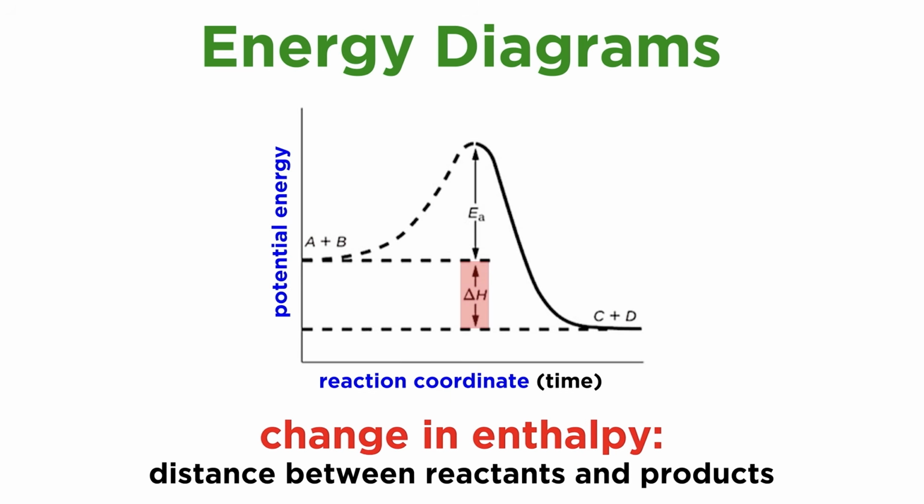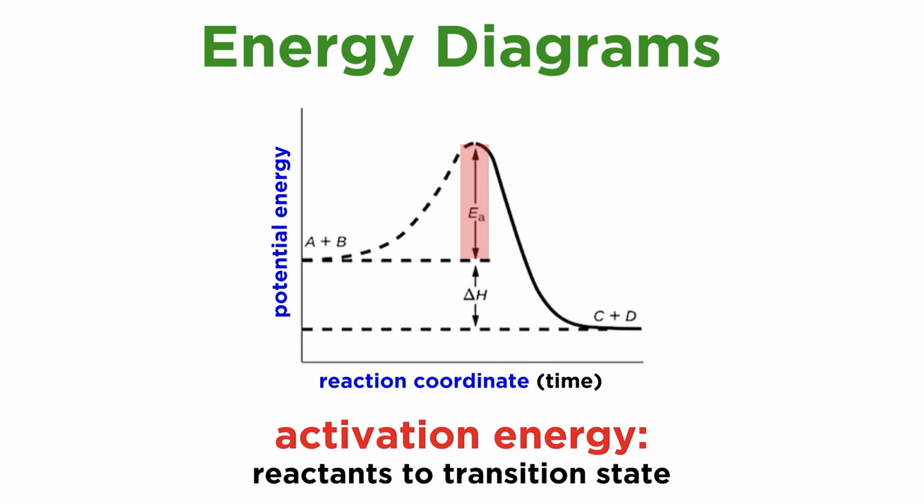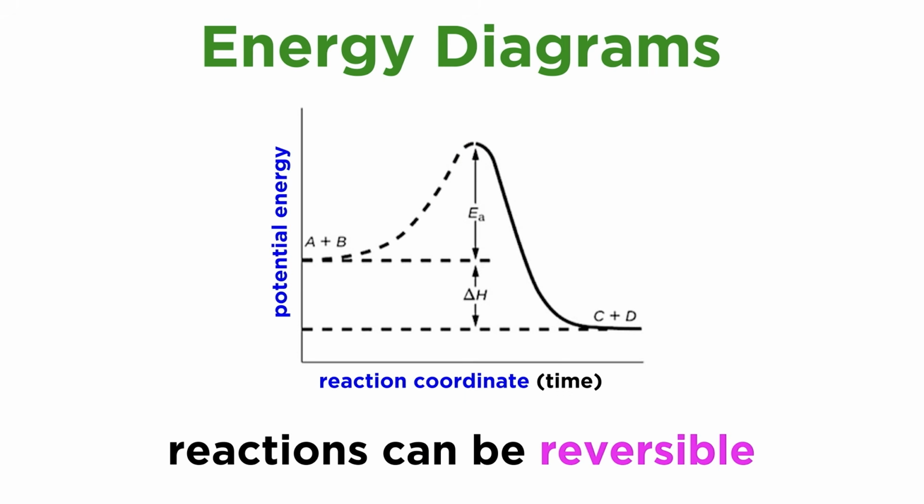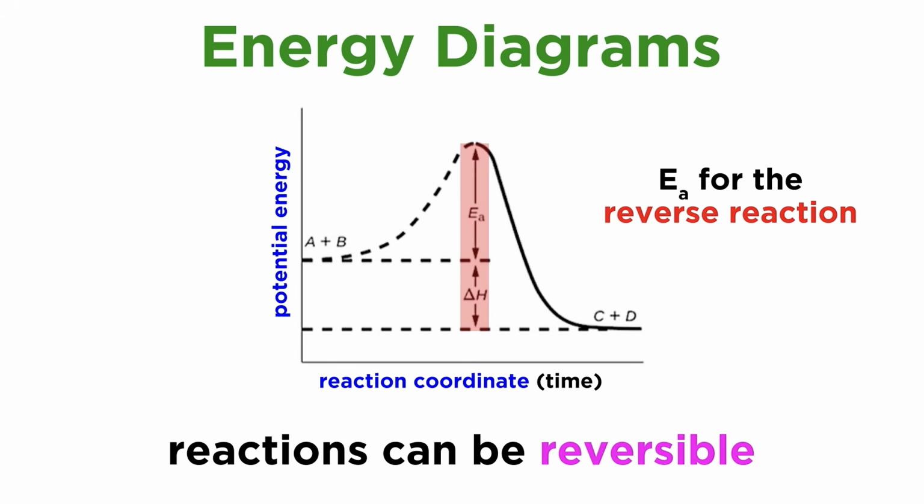The change in enthalpy is the distance between reactants and products, while the distance from reactants to the transition state is the activation energy. Some reactions are reversible, and the activation energy for the reverse reaction will be the distance from products to the transition state, as the products of the forward reaction are the reactants of the reverse reaction.